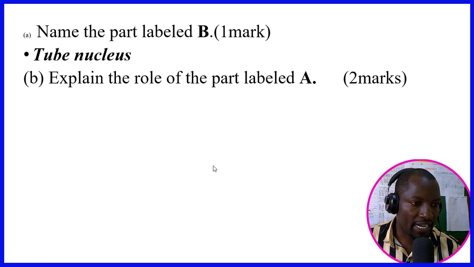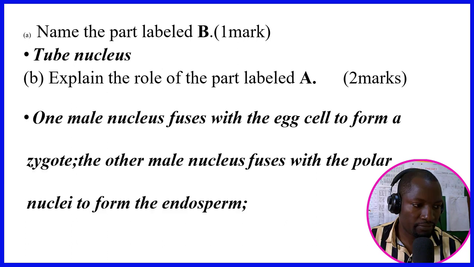Explain the role of the part labeled A. One male nucleus fuses with the egg cell to form a zygote, while the other male nucleus fuses with the polar nuclei to form the endosperm.